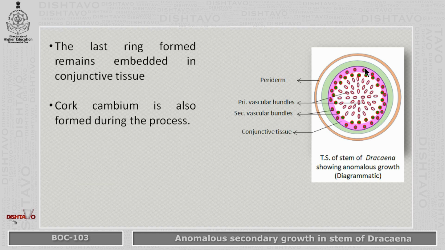The last ring to be formed remains embedded in the lignified conjunctive tissue, and later cork cambium is developed in the hypodermal region, producing periderm as a protective layer.